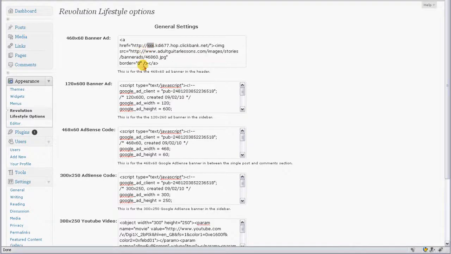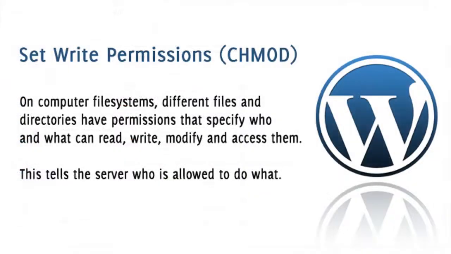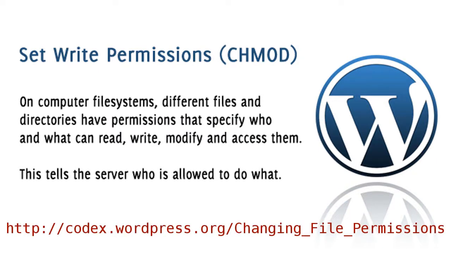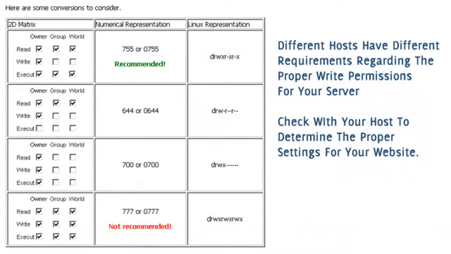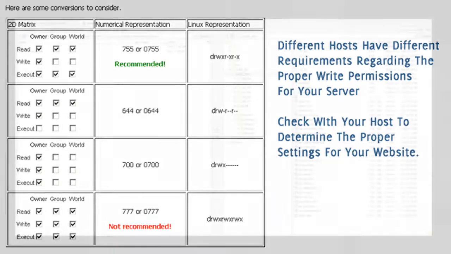The very last step that we need to do is to set the permissions for a few files and directories on the server to be writable by the server. By setting permissions, we're basically telling the server who is allowed to do what. For more information on understanding file permissions, please visit the link displayed on the screen. Now, depending on who you host with, these settings may vary. To set the proper write permissions for these files, most hosts require the permissions to be set to 755. If you're unsure, just check with your host to determine the correct settings for your server.